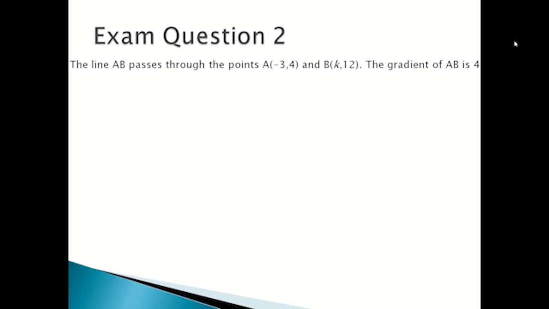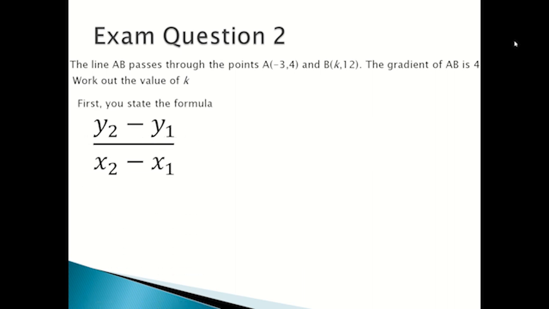Now we're going to look at the second exam question. Sometimes you'll be given the gradient of the line, but you won't be given one of the x or y values. So for this question, the line AB passes through the points A, which is -3, 4, and B, k, 12. The gradient of AB is equal to 4, and work out the value of k. First, you state your formula, which is y2 minus y1 over x2 minus x1.